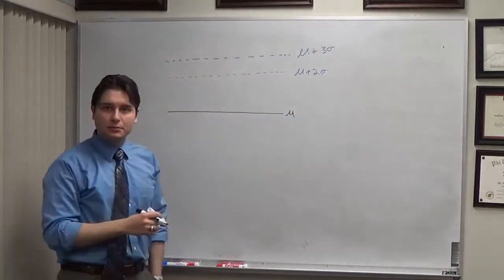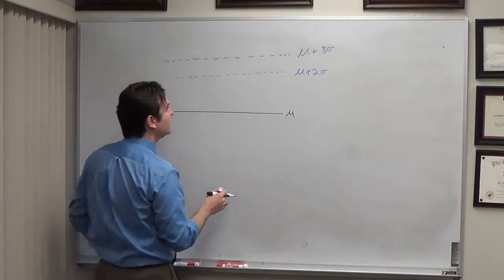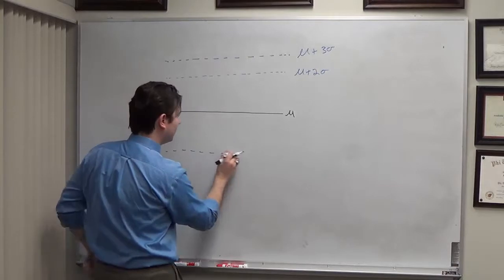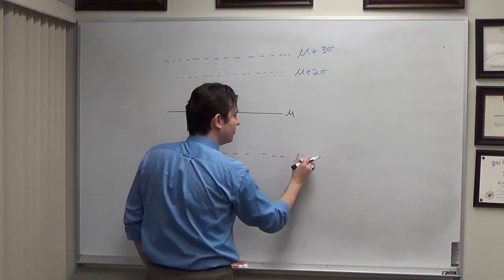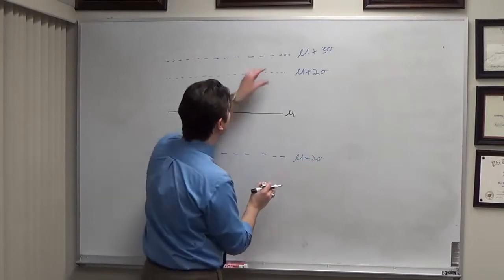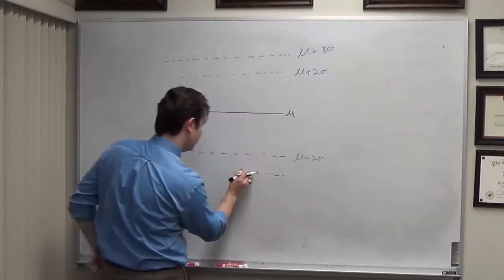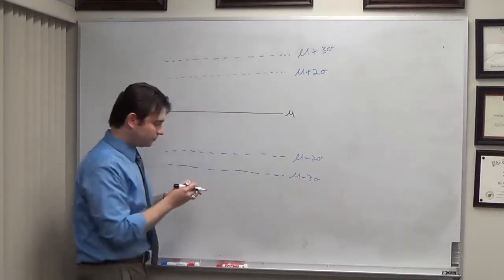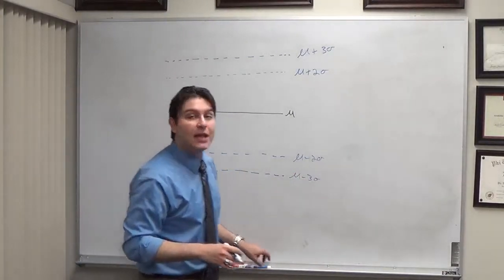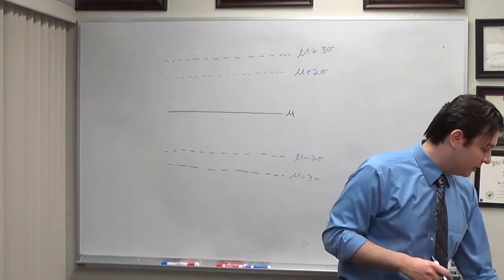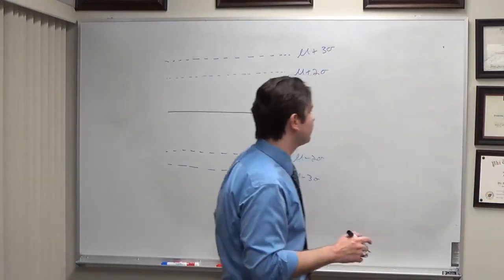And I draw this line. I repeat the process on the other side. And again, I'm drawing this very roughly. Mu minus 2 sigma, and then minus 3 sigma. Now, with this control chart, we can actually compare some things and see what happens.